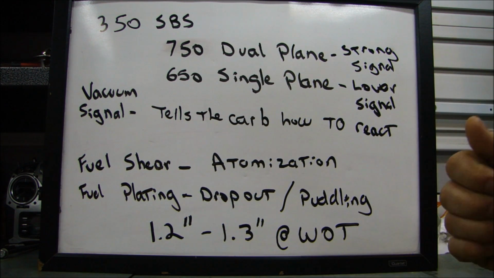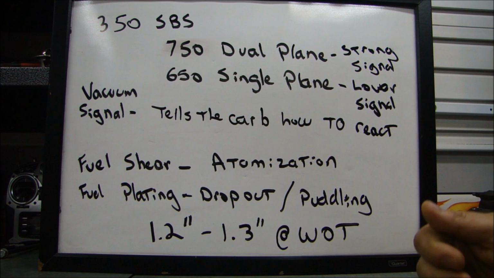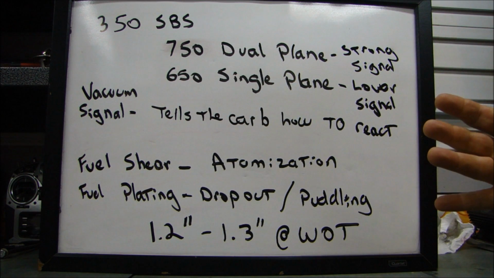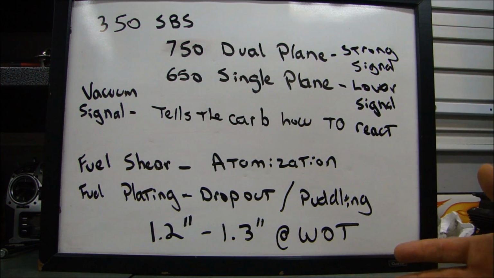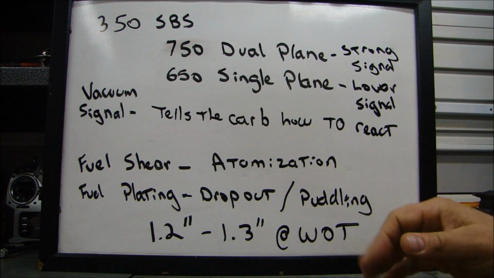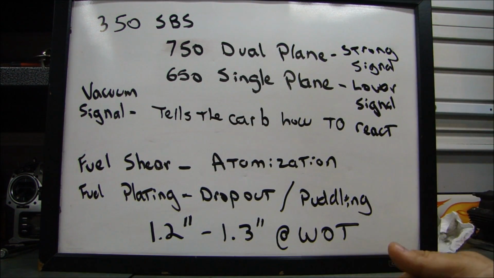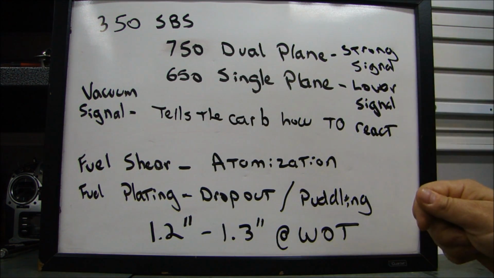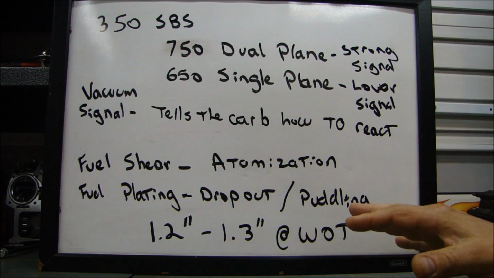So the design of the head is very important, which is why I'm saying this is all connected with the manifold and the head, because the vacuum that's created is going to determine which size carburetor you need at the maximum RPM where max torque is achieved. And this is all done on a dyno.